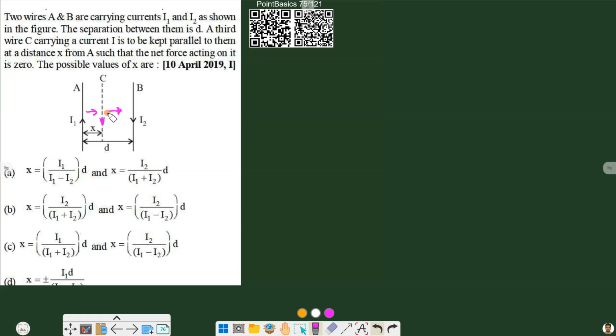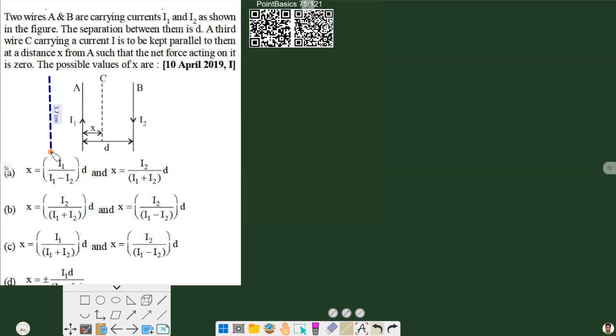So now again it will have net direction of force, that will be positive x direction. So it means we cannot place wire C between A and B. We have to place it somewhere else, or we can say outside. And as mentioned, the distance of wire C from wire A is x. So let's try to place this wire on the left side of wire A, and let's see whether it can be balanced or not.